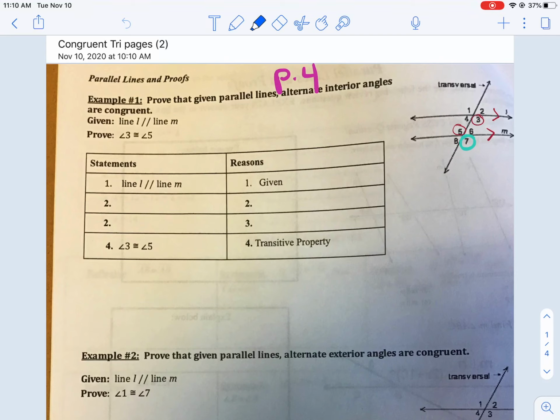So we're going to start on page 4 today, and we're looking at proofs. A couple things to highlight. Every time we have a proof, we're usually going to have a few things: a picture, which you notice I already started to mark up. Make sure you mark up your pictures. We have a given statement and a proof statement.